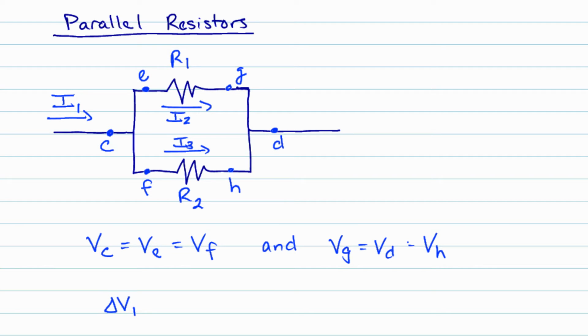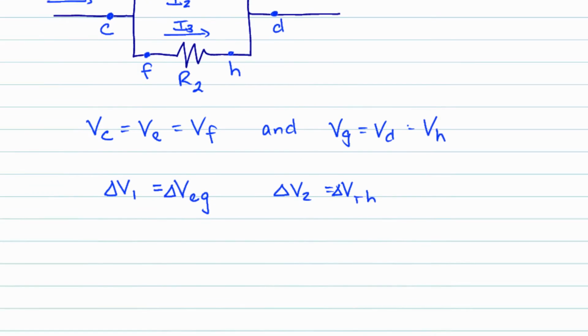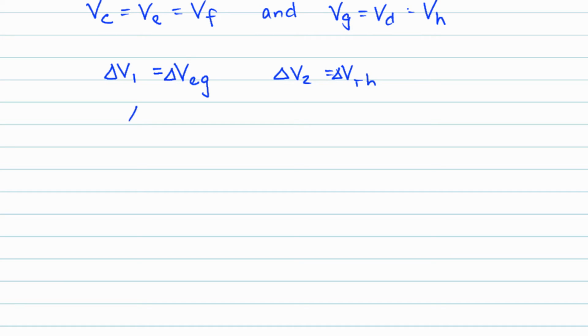So using this, we can then take a look at the potential difference over resistor 1, the potential difference over resistor 2. And we notice that these have to be equal to each other. Because the potential at point E and the potential at point F are equal to each other, the potential at point G and the potential at point H are equal to each other. So that means the differences also have to be equal.